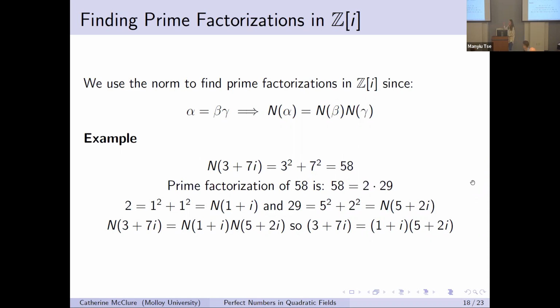And then we ask ourselves, can we write that as a sum of two squares, which we can? So 3 plus 7i comes out to be (1 plus i) times (5 plus 2i), because we just find the numbers that work, and then that's our prime factorization, and these are both primes.